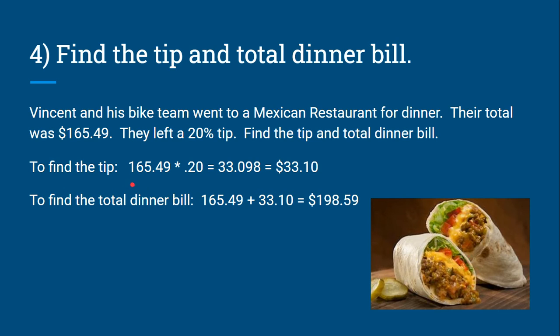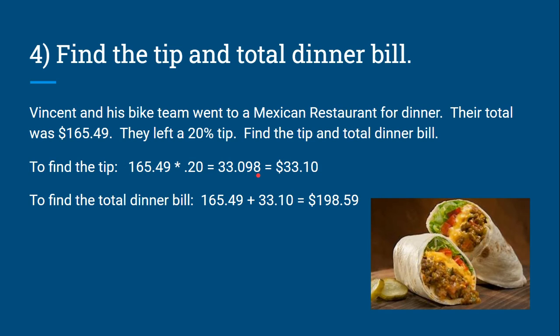So Vincent is going to take the 165.49, multiply it by decimal 20, and you get 33.098. Well, remember, there is no coin in the United States that we can use as the thousands place. That's 98 thousandths. We don't have a 98 thousandths coin. The smallest coin that we have is the penny, which goes to the hundredths place. So we have to round to the nearest hundredth.